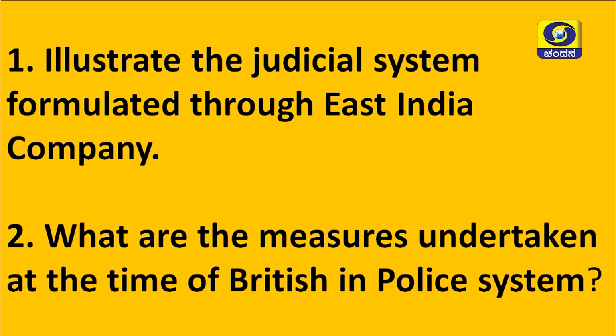Answer the following. The first question: illustrate the judicial system formulated through the East India Company. The judicial system of the British, which was introduced by Warren Hastings, had two types of courts in every district. One was called a Diwani Adalat, the civil court. The other was called a Fauzdari Adalat, also called the criminal court.